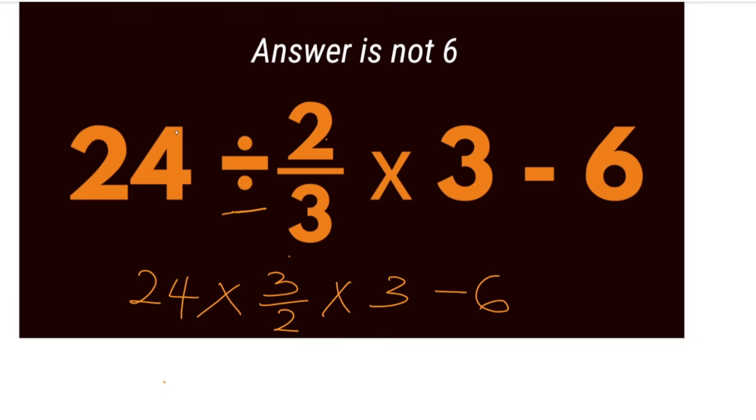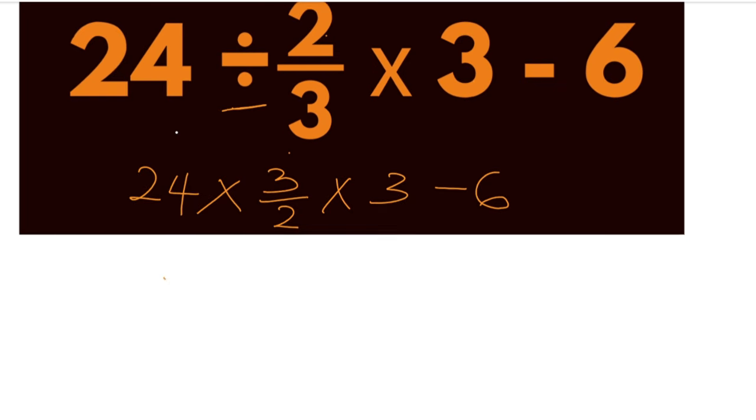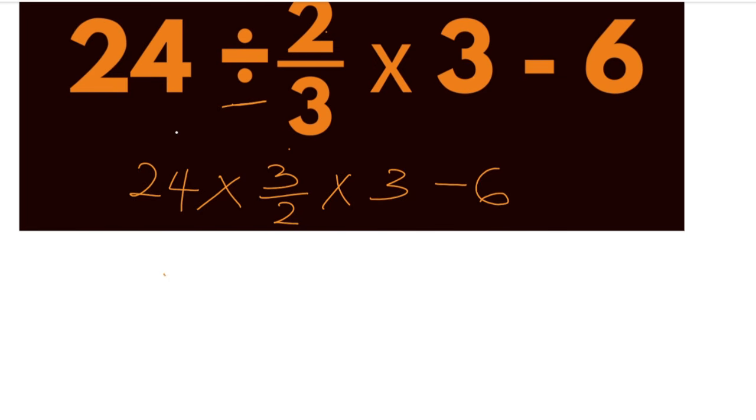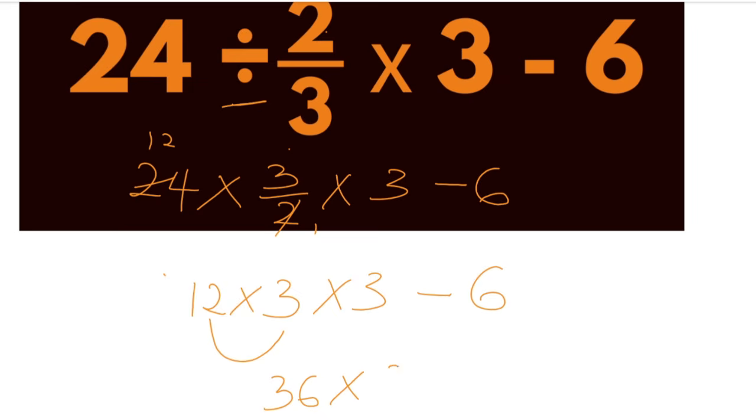Now we have multiplication and subtraction, and in PEMDAS we multiply before we subtract. Now we can multiply. Let's take a look at this. 2 will go here 1, and 2 will go in 24, 12. So this becomes 12 times 3, then times 3, then minus 6. 12 times 3 gives 36. So this becomes 36 times 3 minus 6.